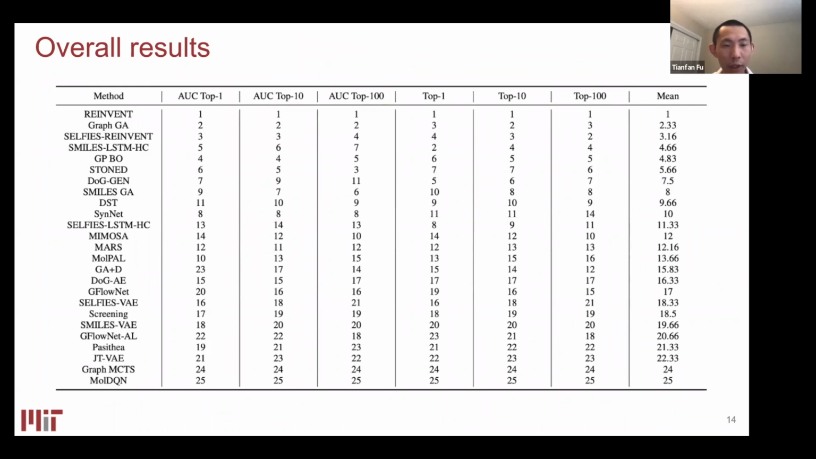Here is the overall ranking. For each method, we evaluate 6 metrics. They are AUC top 1, AUC top 10, AUC top 100, and top 1, top 10, top 100. We average the 6 rankings and get the overall ranking. And we rank all the methods by the average ranking.